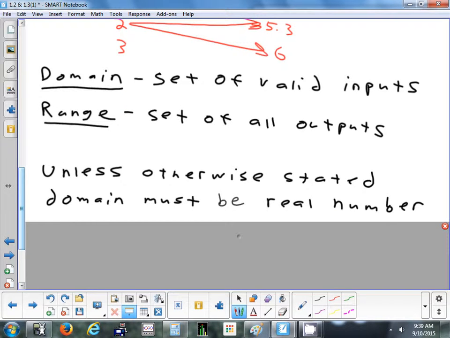Unless otherwise stated, we have to pick from the real numbers. In other words, we are not using imaginary or complex numbers yet. So our domain, the things you plug in for x, you have to pick from real numbers. So don't say you're going to plug in i. That's imaginary.